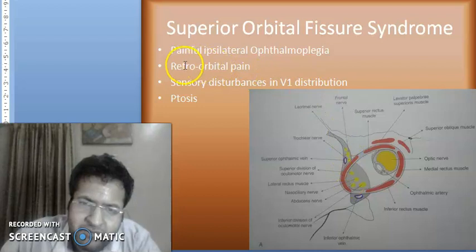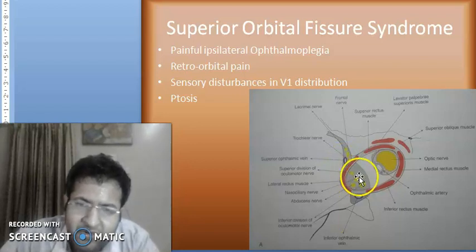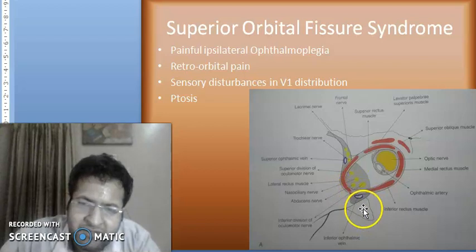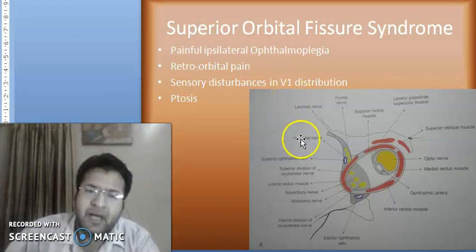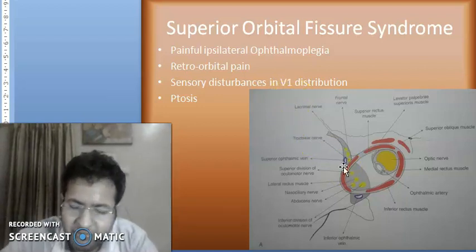Because of the involvement of these structures, there will be painful ipsilateral ophthalmoplegia because of the involvement of the third, fourth and sixth nerves. There will be retroorbital pain. There will be sensory disturbances because of involvement of the ophthalmic division of the trigeminal nerve, and ptosis due to involvement of the third nerve.